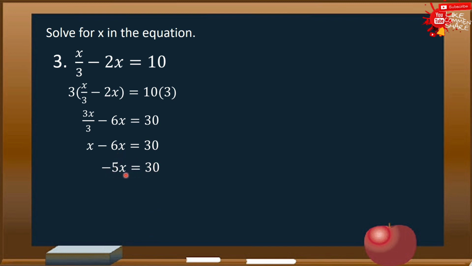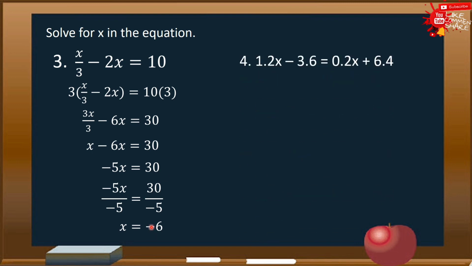Now, to solve for x, we must divide both sides of the equation by the numerical coefficient of x, which is negative 5. So, we divide both sides of the equation by negative 5. Then, negative 5x divided by negative 5 is equal to x. Then, equals 30 divided by negative 5 is negative 6. So, we have now x equals negative 6. Now, let us have our fourth example.